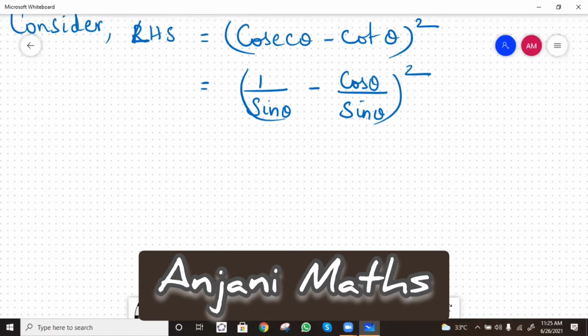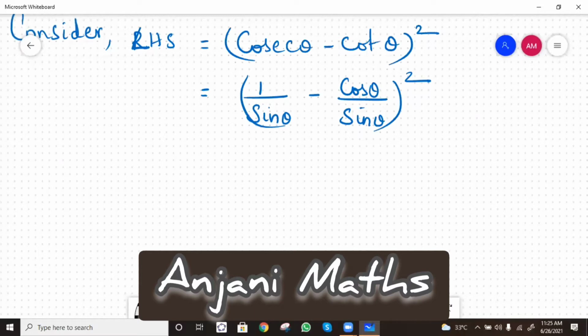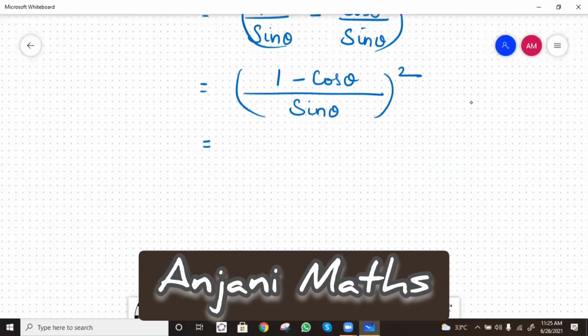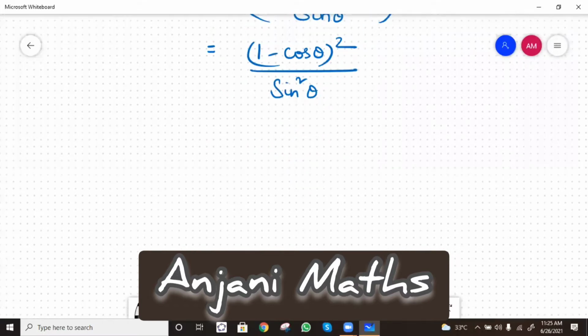So what's the next step? That is equal to, here sine theta is common. The denominator is the same in both. So sine theta, then what will be the numerator? 1 minus cos theta whole square. So this will be equal to 1 minus cos theta whole square by sine square theta. Isn't it? A by B whole square is nothing but A square by B square. Now, tell me from the first trigonometry identity, what is sine square theta?